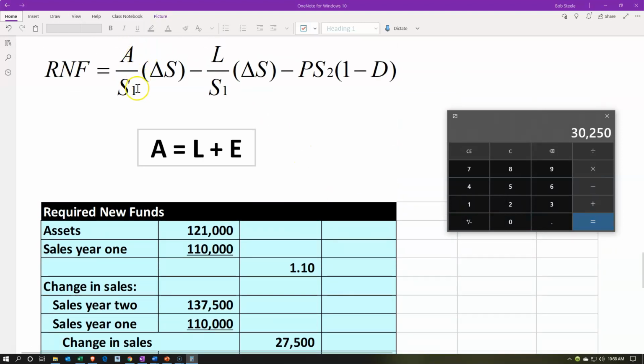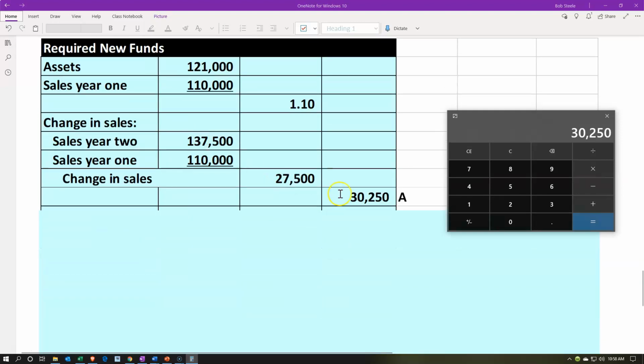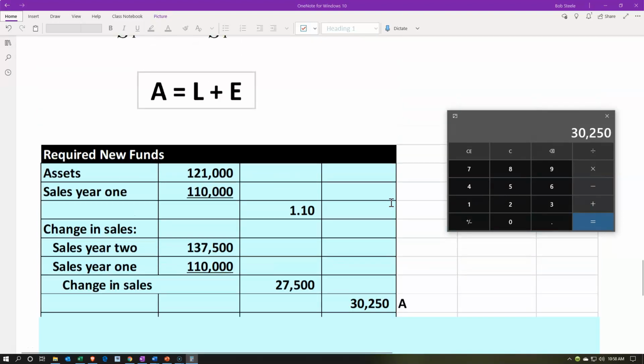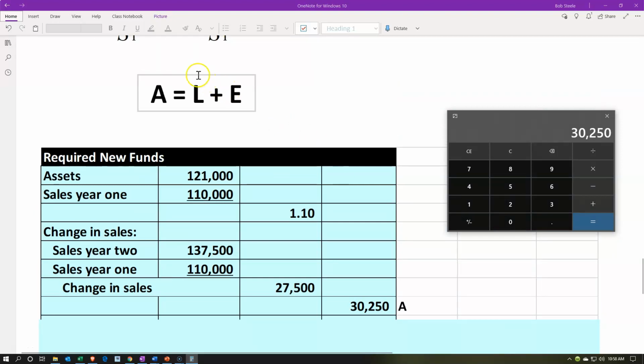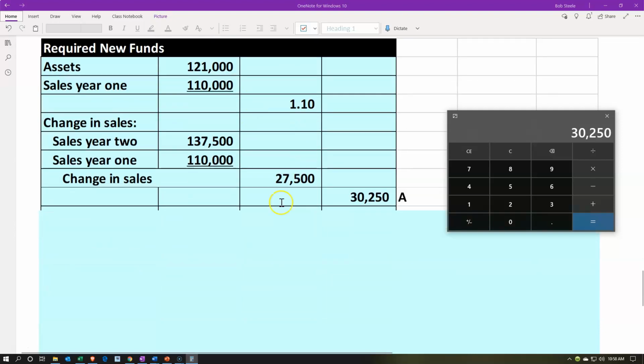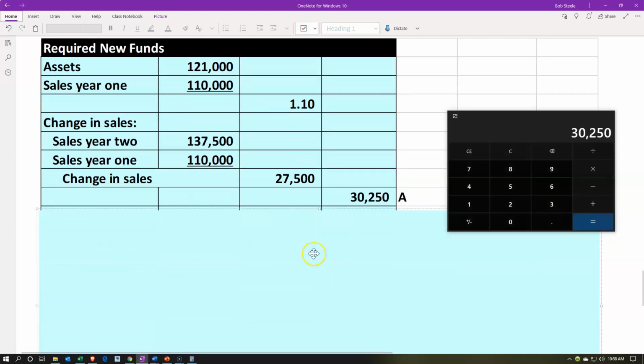We took this number divided by this number times the change in S, and that's going to give us basically our asset portion. So you're going to say, all right, well, we're going to expect then the assets to increase by the 30,250. How will that be financed? Will it be financed by liability, equity, or are we going to need more financing in order to finance that increase that we expect in the assets in order to accompany this 25% growth that we're having?